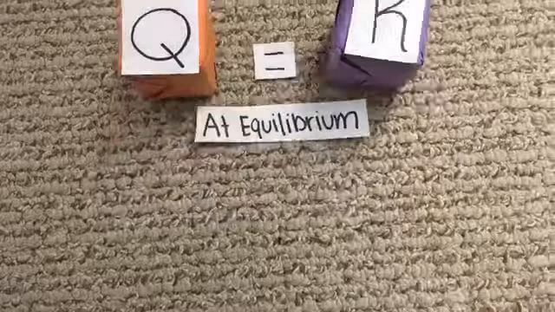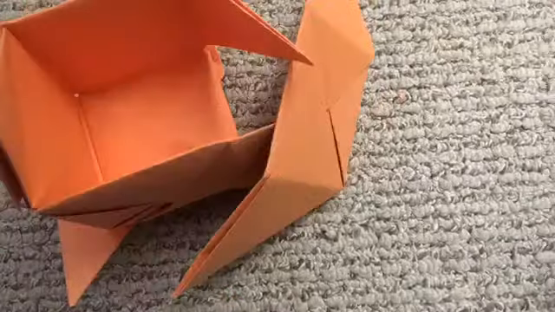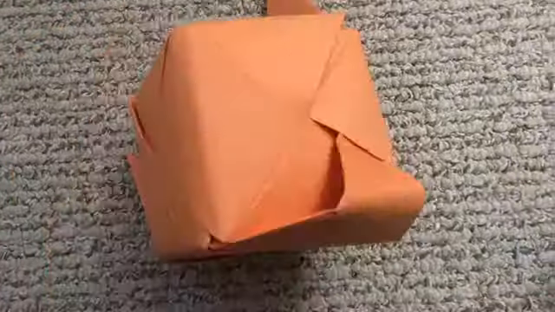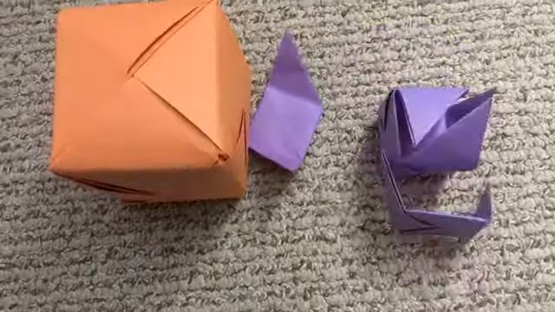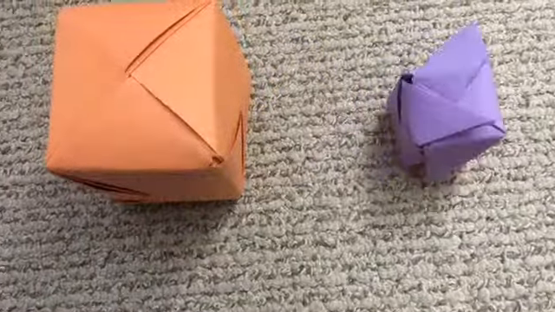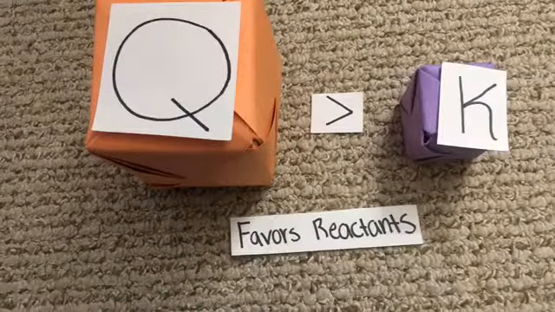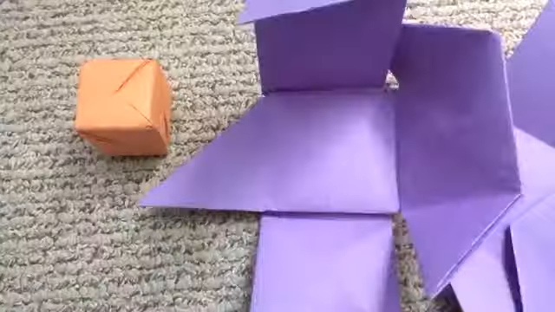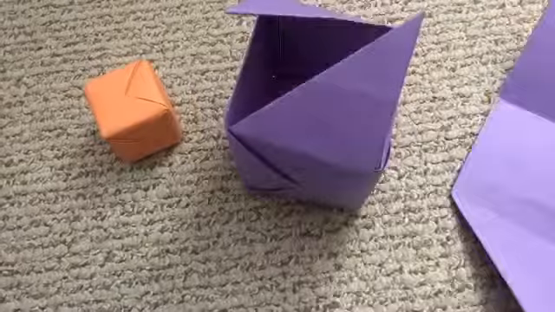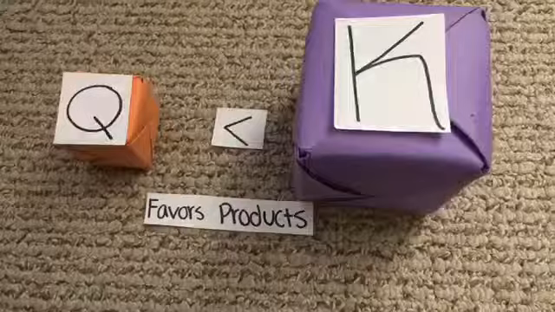With the first set of cubes, Q and K are equal size, so they're equal to each other, meaning they're at equilibrium. With the second set of cubes, the cube representing Q on the left is greater in size than the cube representing K on the right. Therefore, Q is greater than K, meaning the reaction will shift towards the reactants. And finally, for the last set of cubes, the cube representing Q on the left is smaller in size than the cube representing K on the right. Therefore, Q is less than K, meaning the reaction will shift to favor the products.